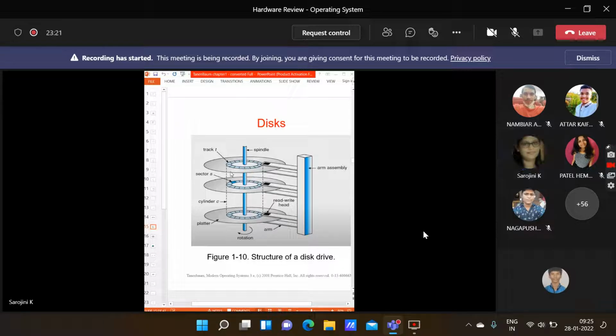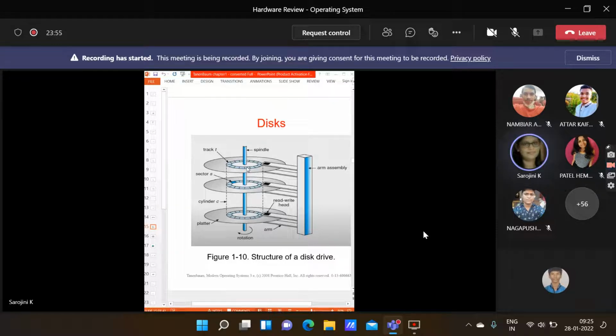Generally, the size of the sector, that means one segment, will be typically 512 bytes per sector. So a single sector will be approximately 512 bytes. This is not the case in all disks, but you should know at least approximately how much space a single sector will occupy.